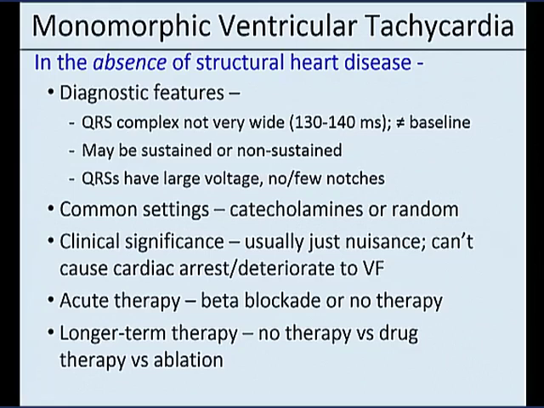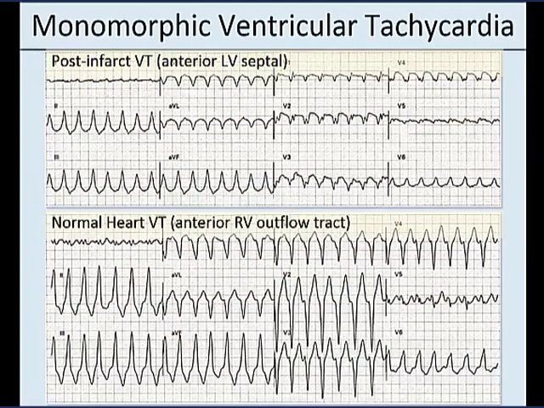In the absence of structural heart disease, the QRS complex is not as wide and may be mistaken for SVT. Again, it may be sustained or not sustained. Acute therapy is with beta or calcium channel blockers, or in many cases, no therapy, especially if they're not terribly symptomatic. And long-term therapy, leave that to your electrophysiologic colleagues to decide what's the best way to do.